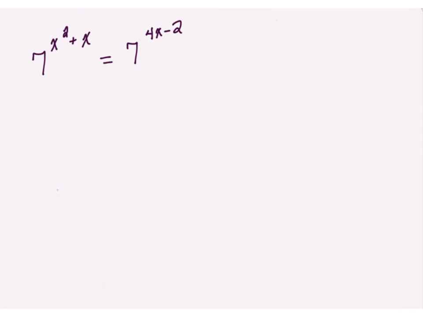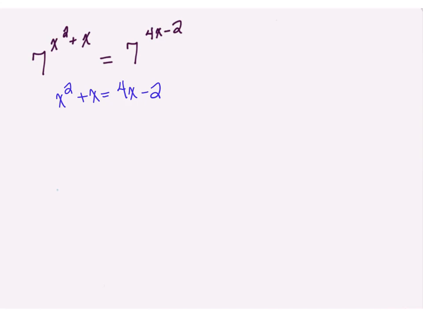So here's our first one. I have 7 to the x squared plus x power, and that is equal to 4x minus 2. So 7 raised to the power of x squared plus x is equal to 7 raised to the power of 4x minus 2. And because of that property, since our bases are the same, we can say x squared plus x equals 4x minus 2. So that is how that works right there.